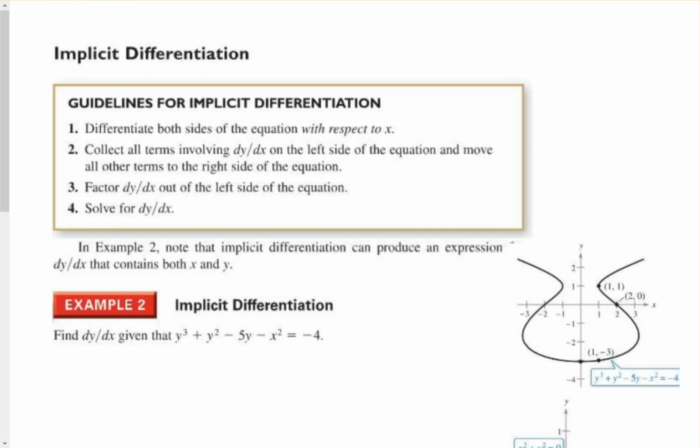If we're taking the derivative of an equation, and not just an expression, and we're trying to get dy dx, then we would solve for it. The rules are pretty straightforward. We differentiate both sides of the equation with respect to x, and then we collect all terms involving dy dx to the left side of the equation, and all other terms will move to the right side. Factor out dy dx on the left side, and then solve for dy dx. Let me show you how this works.